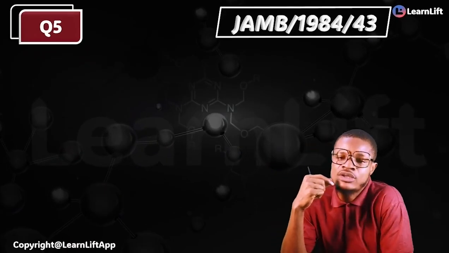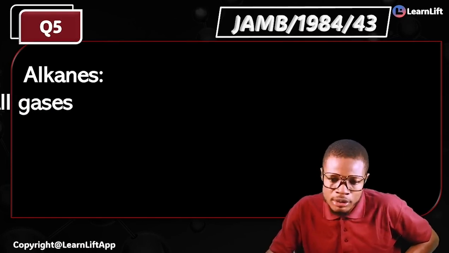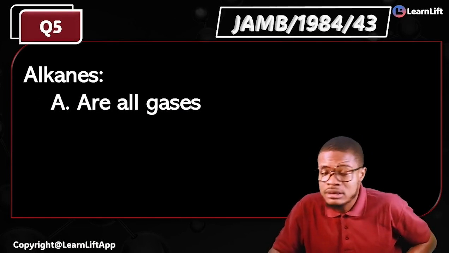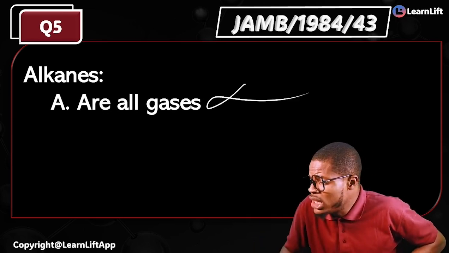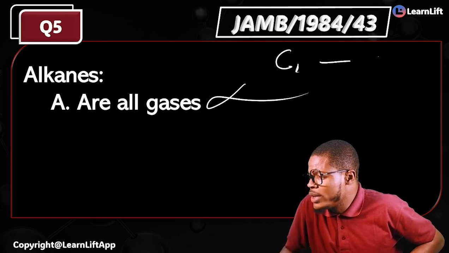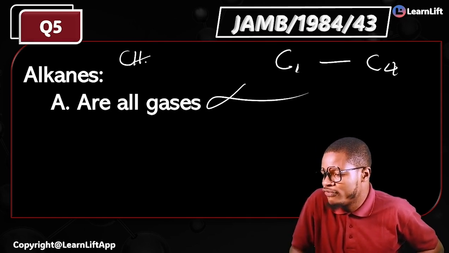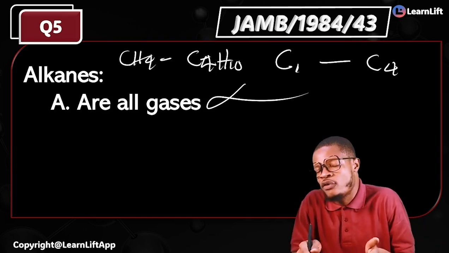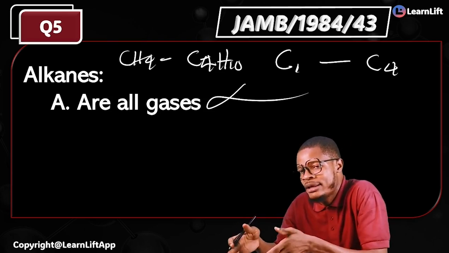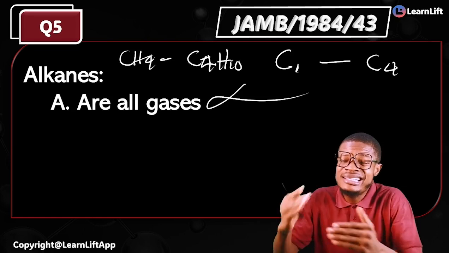JAMB 1984, question 43. They brought this lovely question. The question says, alkanes, option A, are all gases. It's not true. We just looked at it, because it is only from carbon 1 all the way to carbon 4 that are gases. That is from your CH4, methane, to your C4H10, butane, all of them are gases.